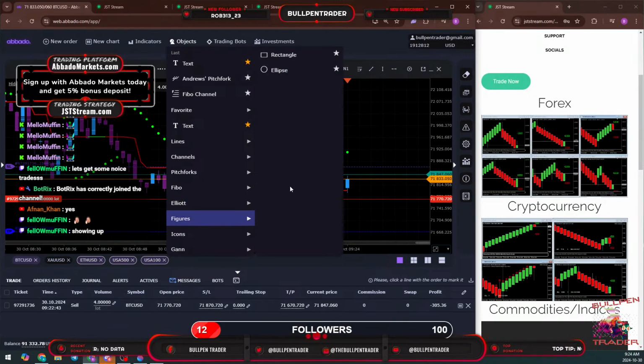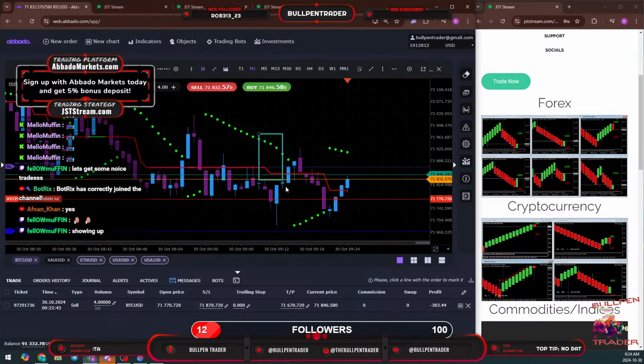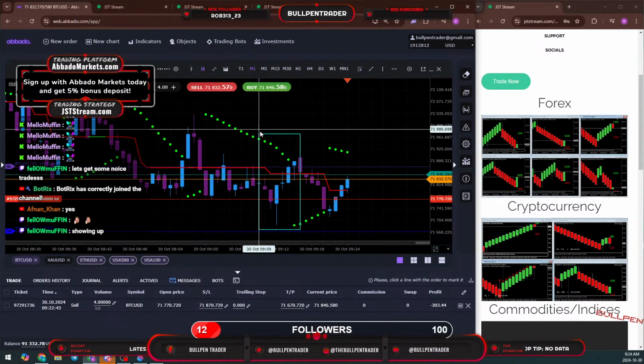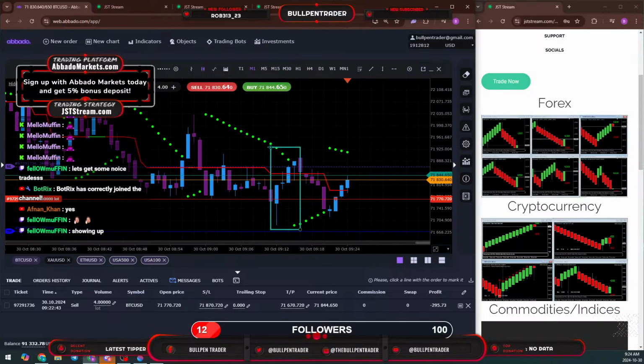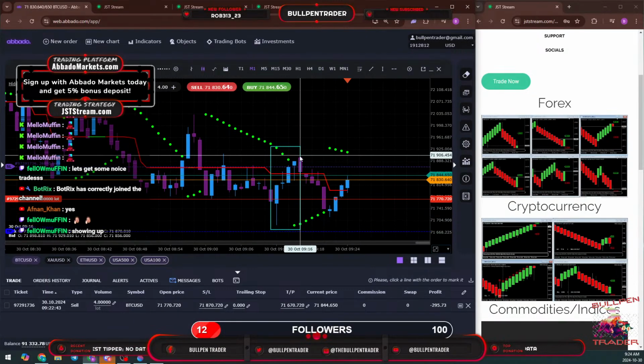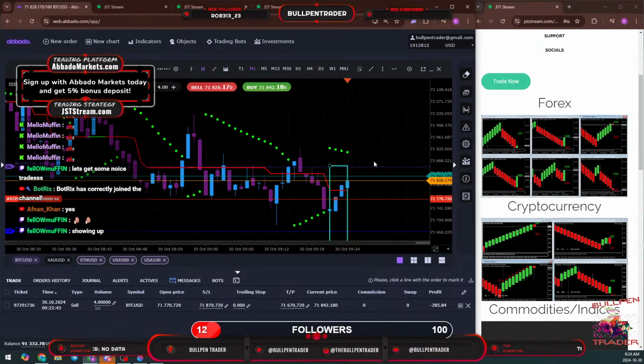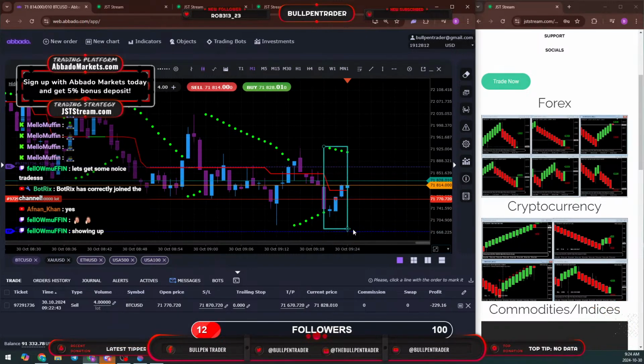Let me draw it out right here. So what we're seeing right now, we had a similar move happen a little earlier where the market pulled up. So let's see if we have something similar, or if it ends up pulling down.